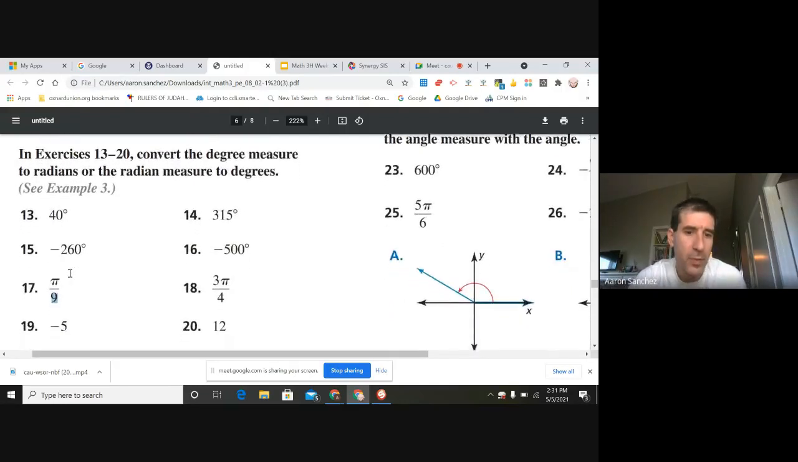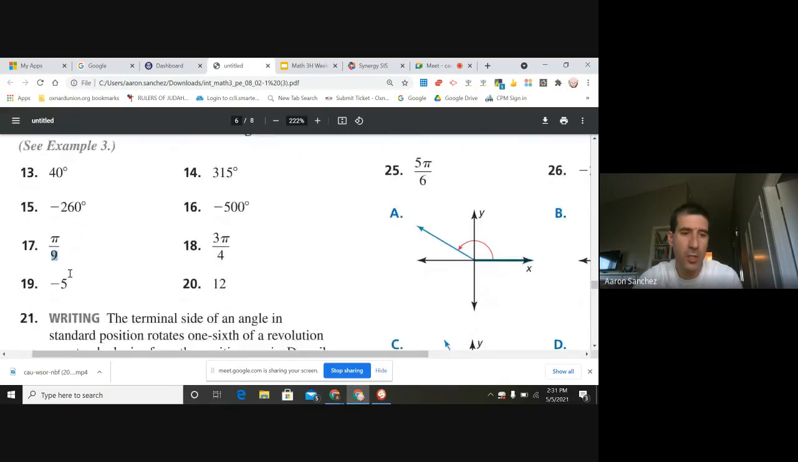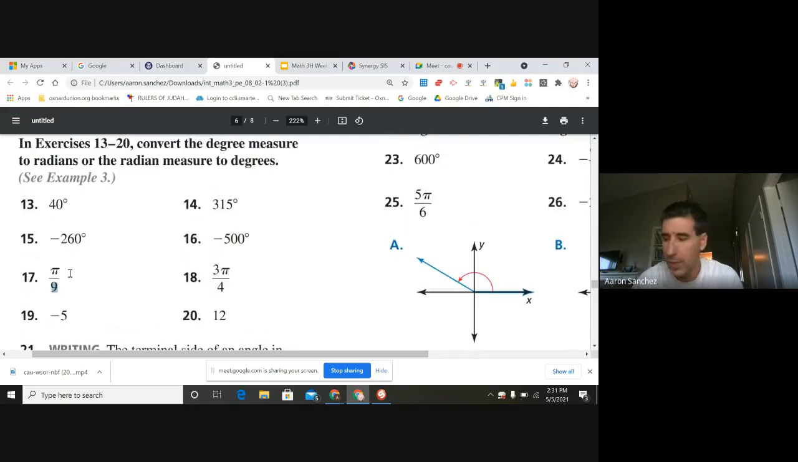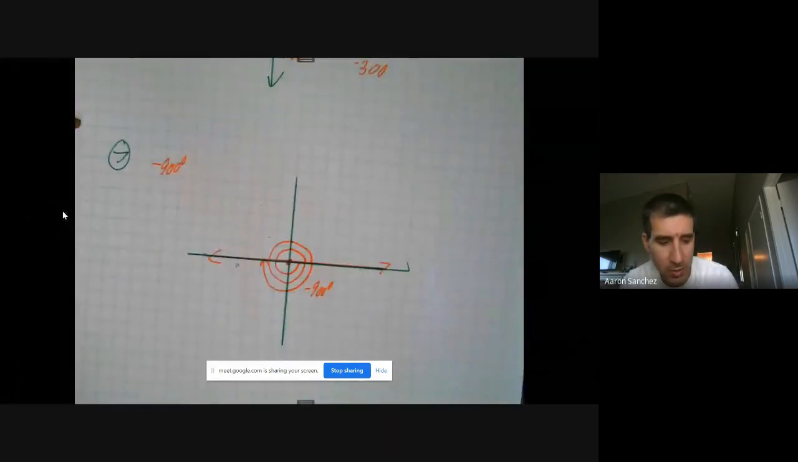Okay. Let's do 13 through 19. Okay, so this is completely new. So you might want to take notes on this. They're asking us to convert degrees into radians and radians into degrees.